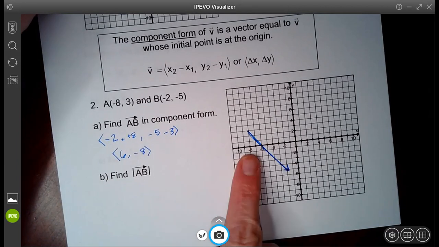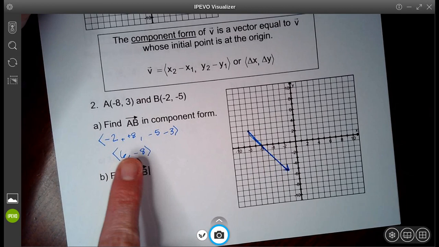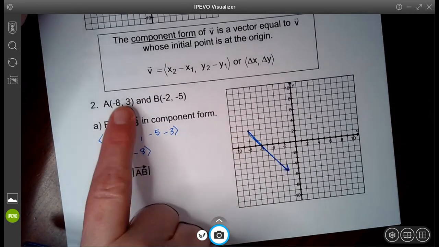Now remember, I could move this anywhere I wanted to, as long as I went 6 to the right and down 8. No matter what, I have this same vector. I don't have to start it at the point that I was given in the beginning.